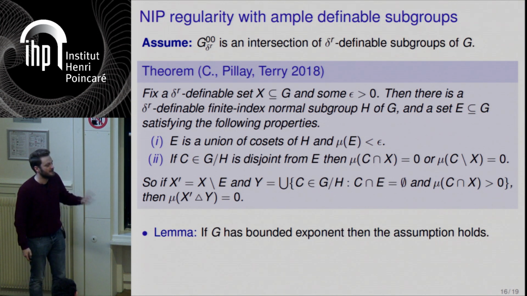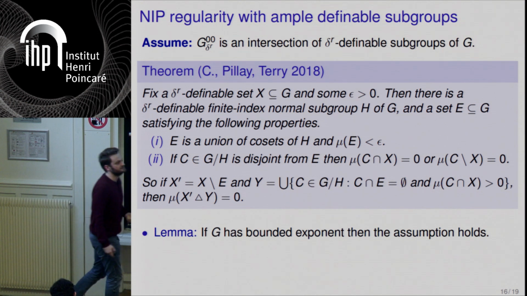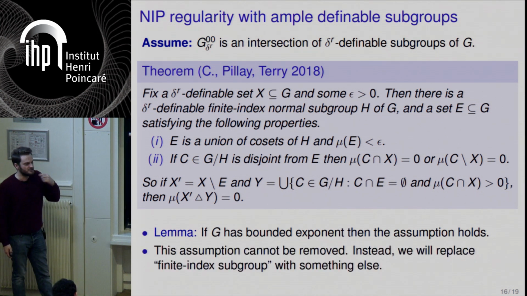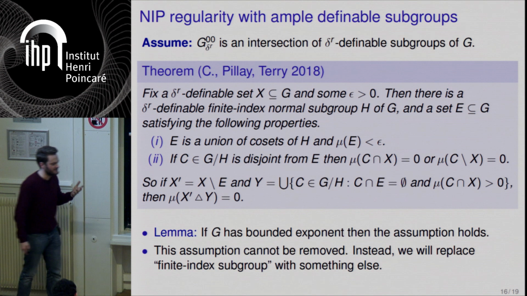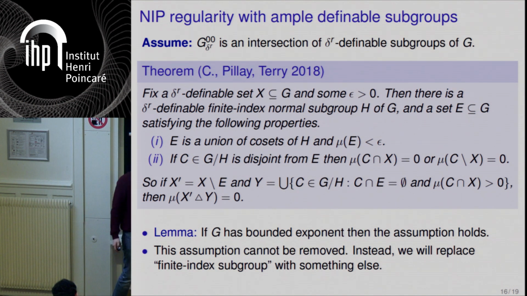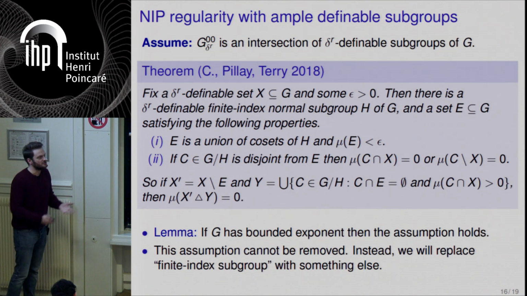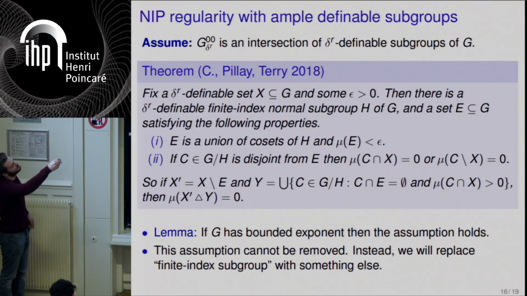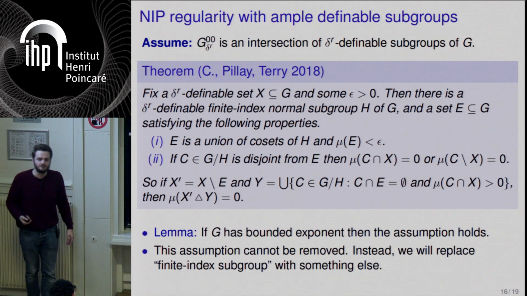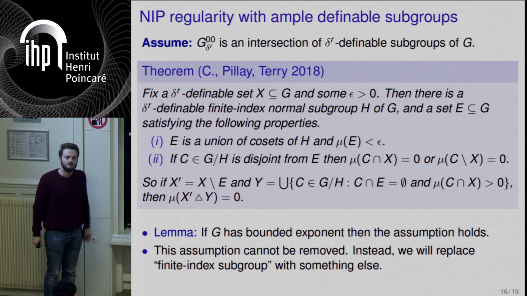So what about getting rid of this assumption? Well, you can't get rid of it in general. There are examples in this Alon, Fox, and Zhao paper that show that for NIP sets, you can't always expect to get subgroups all the time. And so now the question is, if we don't make this assumption at the top, what are we going to get instead of a finite index subgroup?